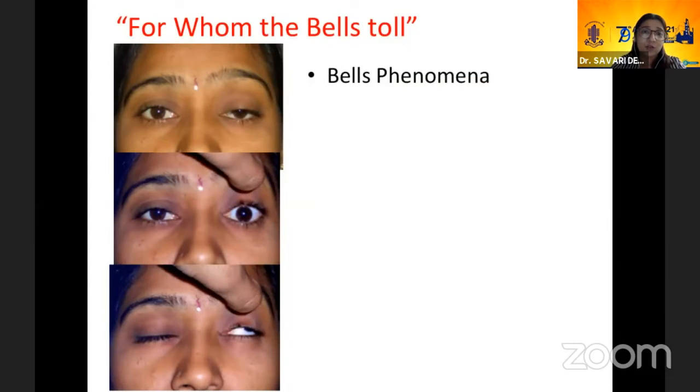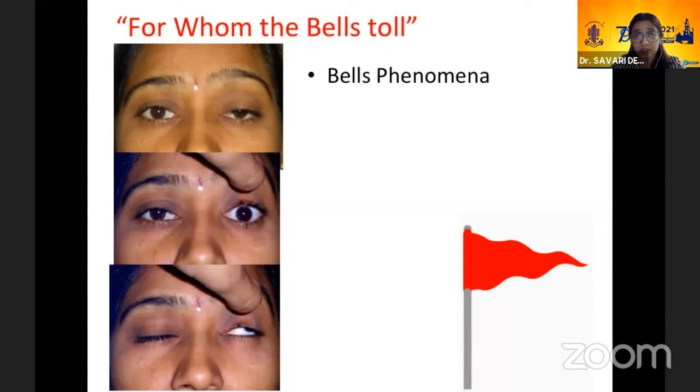For whom the Bell's toll. So Bell's phenomenon, as we know, is when you ask the patient to close the eye and there is an upward and outward protective movement of the eyeball. But why is this actually a red flag? That is because when you correct a ptosis, you want to have a good Bell's phenomenon, especially in congenital cases. Because if the Bell's is not good, you can lead to severe corneal exposure.